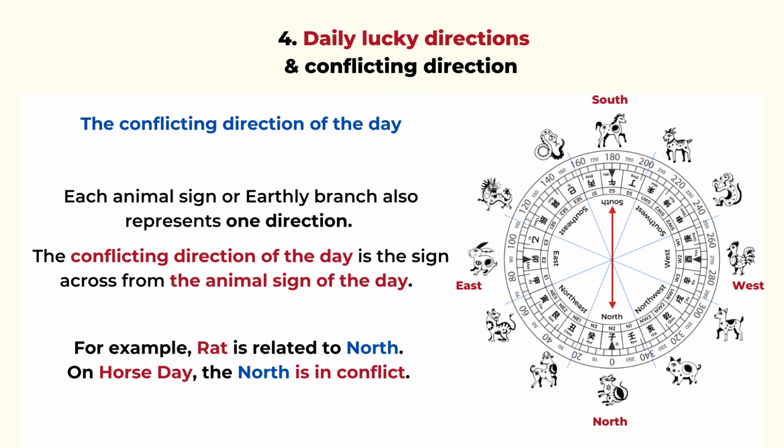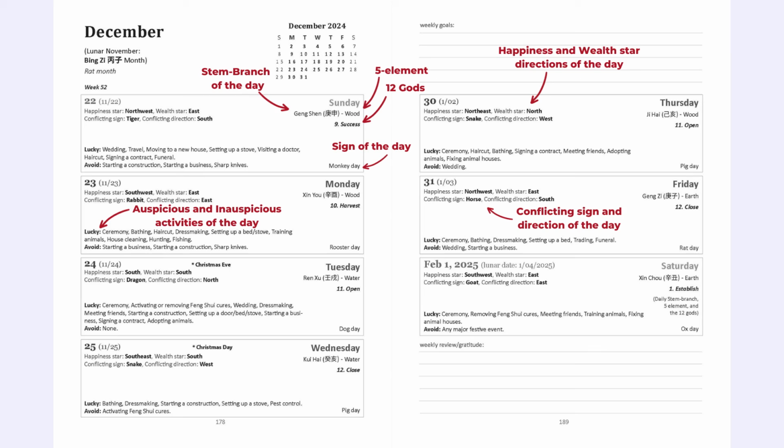The rat is always in the north and the horse is always in the south. So for a rat day, the south is conflicted. And for a horse day, north is a conflicted direction. And you can find all the information in my 2024 Feng Shui Planner book, so you don't have to check the chart every time. Besides the conflicting direction, I also show the direction of the happiness star and the wealth star.